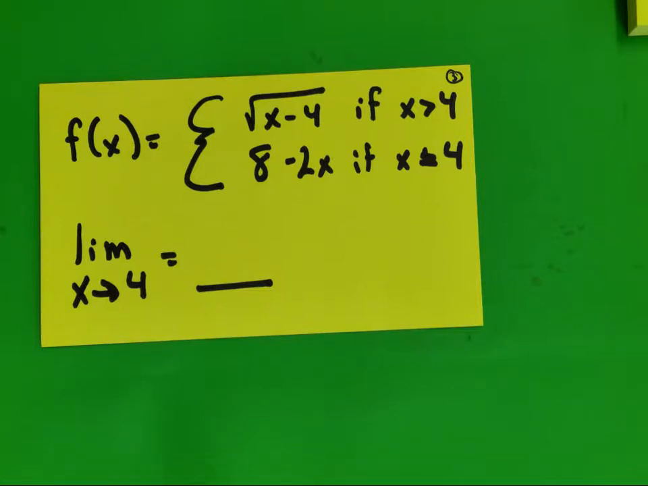On the left side, negative 2 times 4 is what? Negative 8. Negative 8 plus 8 gives you also what? So both of them are approaching what value? 0. So your limit is what? 0. Does that make sense? On a piecewise, you have to check both the left and the right.